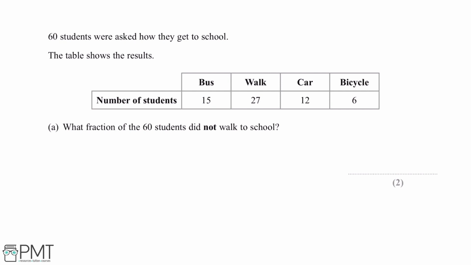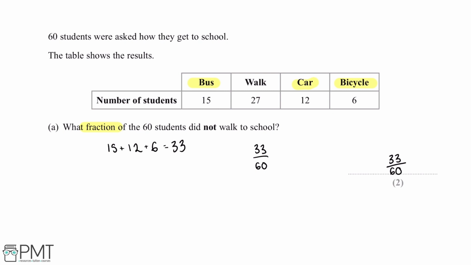So in order to work out the answer, we'll need to work out the number of students which travelled by bus, car and bicycle. So the number of students which did not walk to school is 15, add 12, add 6. And this is 33. However, we want to work out what fraction of the 60 students did not walk to school. And this means that 33 out of 60 students did not walk to school.